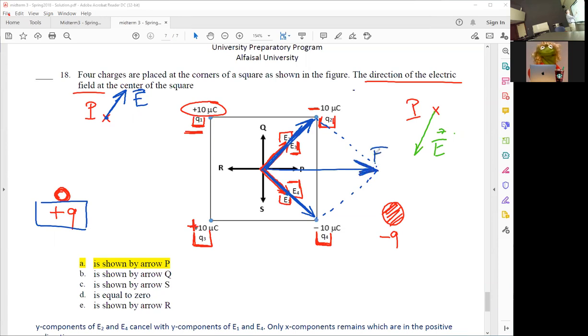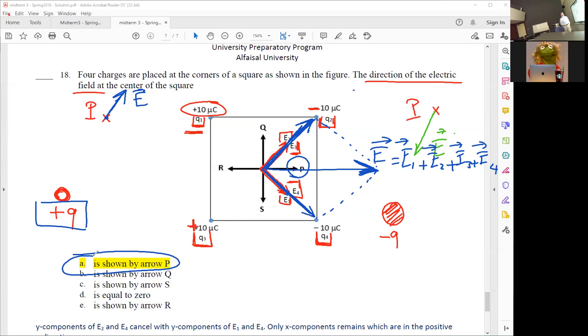Okay, so the total electric field E, which is the sum of all electric fields, E1 plus E2 plus E3 plus E4, all 4 vectors, of course, in vector notation. So that will be then corresponding to the vector P. So the sum total, or the total electric field, and that's corresponding to option A, is shown by arrow P. I hope it's clear to everyone.